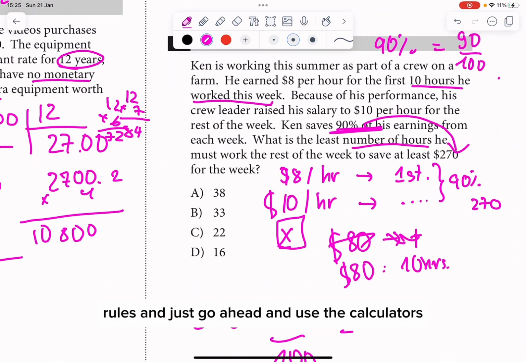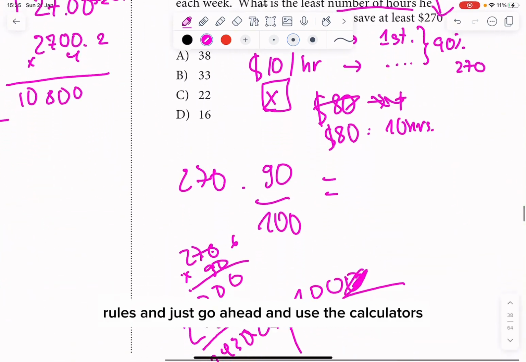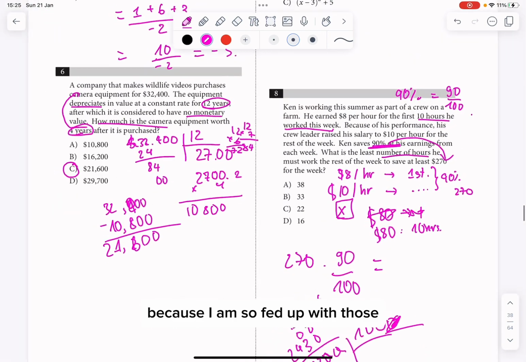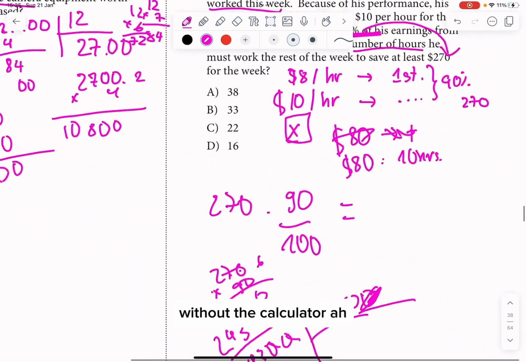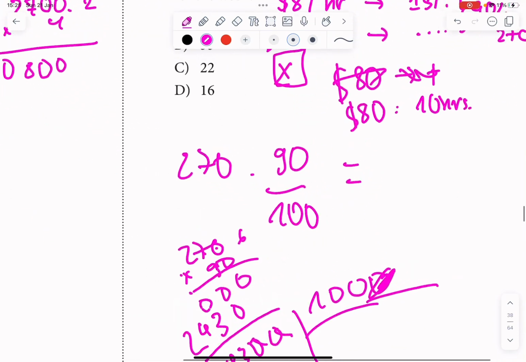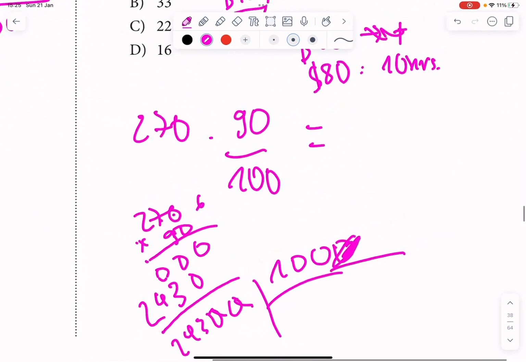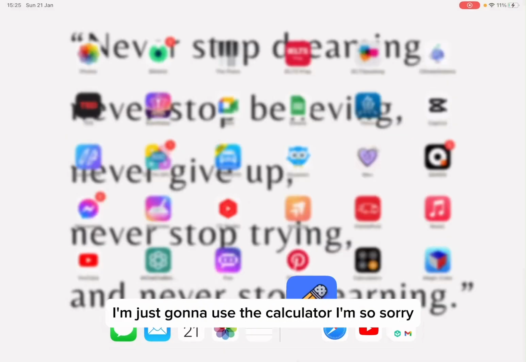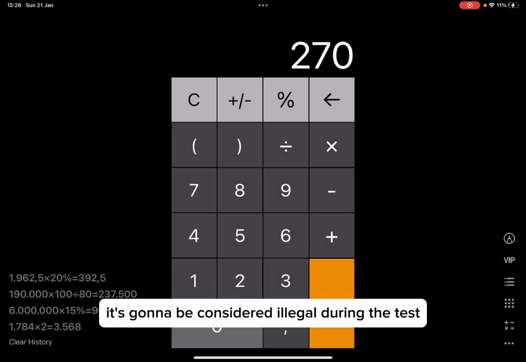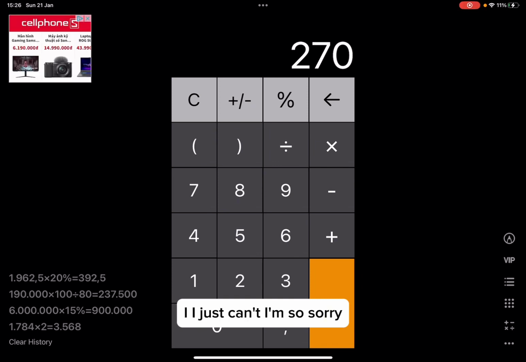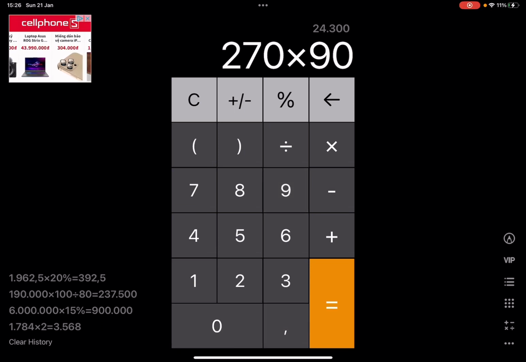Can I break the rules and just go ahead and use the calculator? Because I am so fed up with this. I cannot do this all by myself without the calculator. Okay, you know what? I'm just going to use the calculator. I'm so sorry. It's not appropriate. It's going to be considered illegal during the test, but I cannot help it. Okay, I just can't. I'm so sorry.